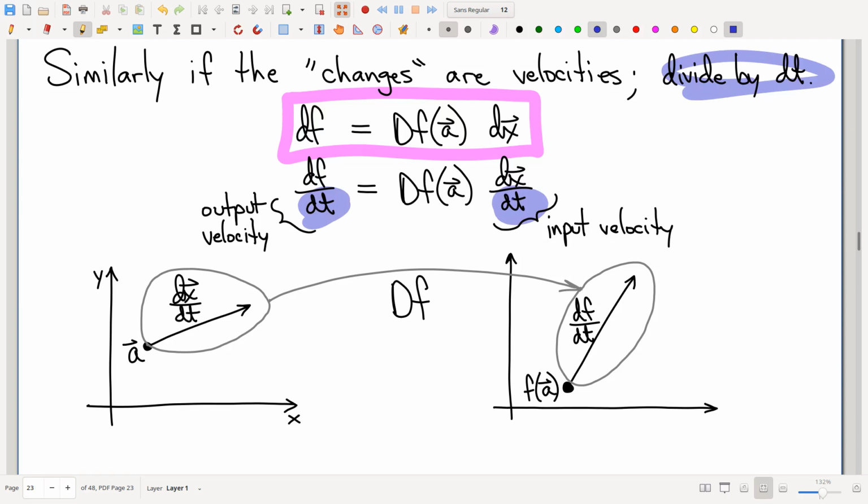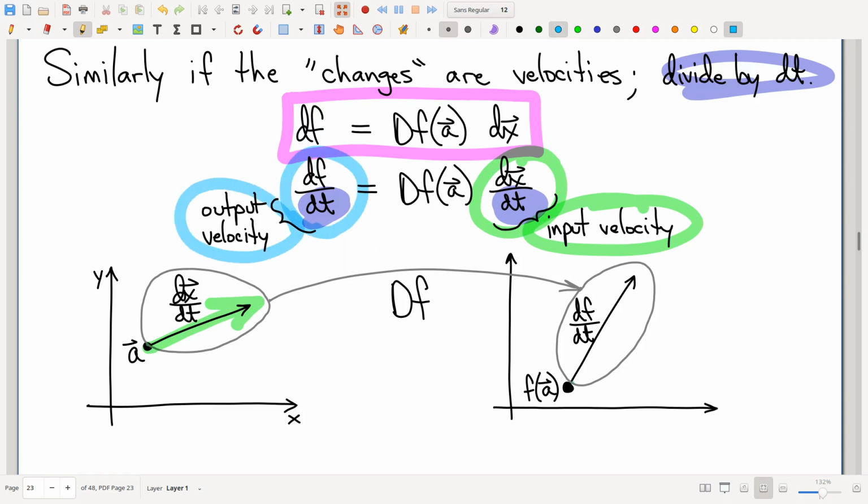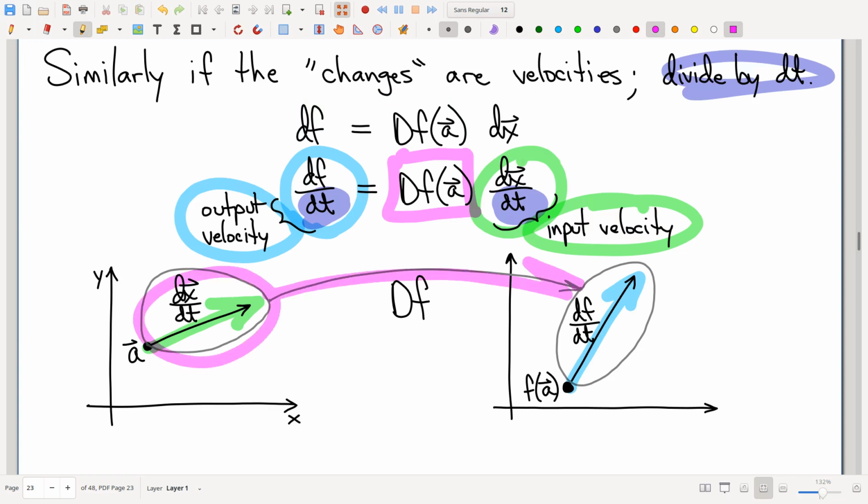And notice that then turns my input velocity into my output velocity. And notice it is the same derivative matrix that does this. Still, the derivative matrix turns input velocity into output velocity. So this, I think, is another really, really nice interpretation of the derivative matrix.